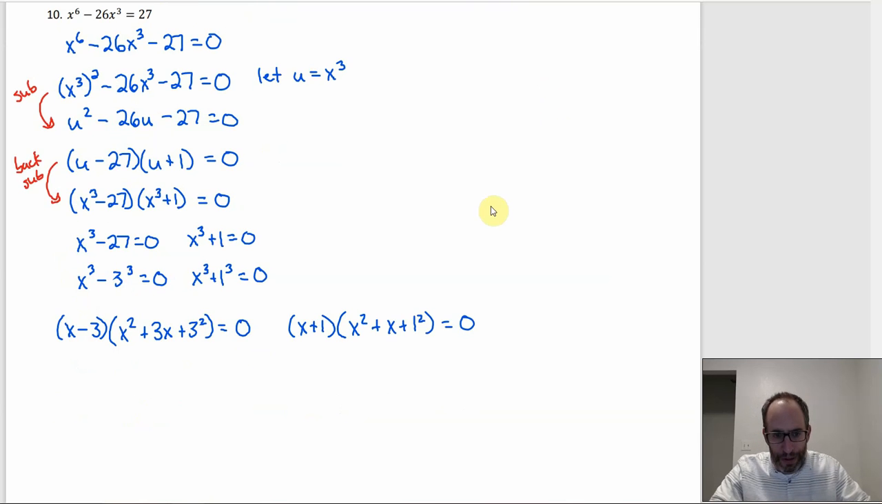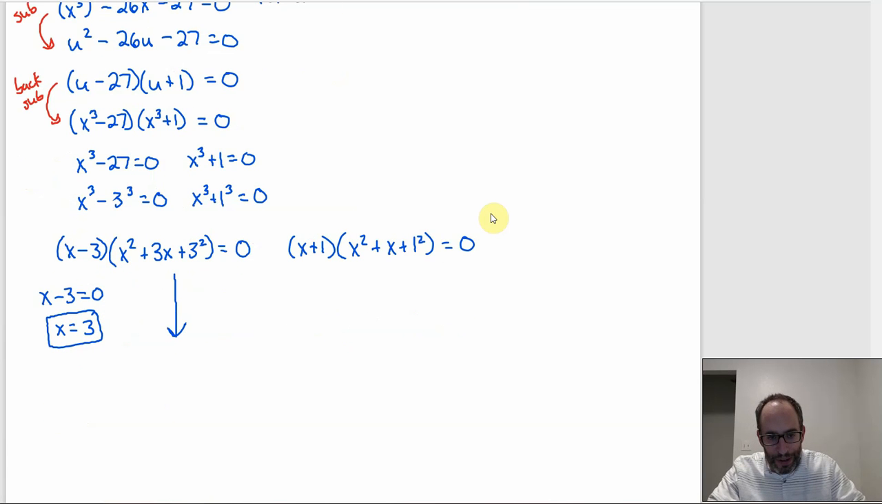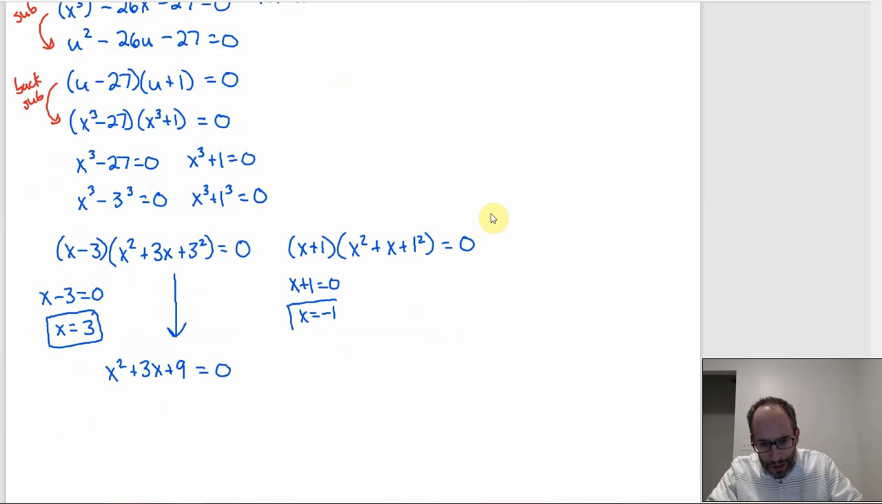All right, so if we use the zero product property here, then we'd have x minus 3 equals 0, so x equals 3. There's one answer. And then the other one, which we're going to have to handle in a second, will be if x squared plus 3x plus 9 equals 0. If x plus 1 equals 0, then x is -1. And then there, we got to see what happens if x squared plus x plus 1 equals 0.